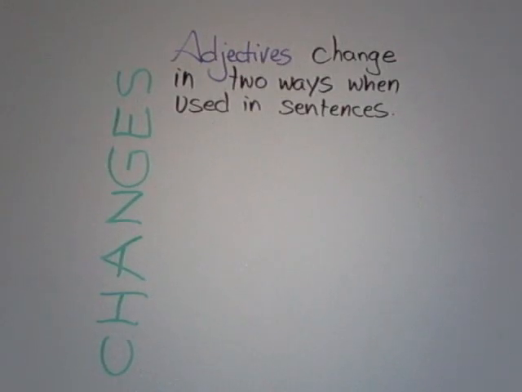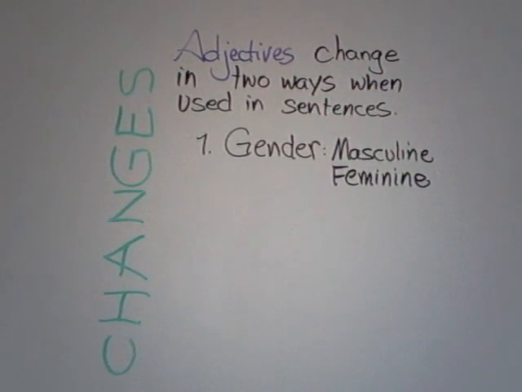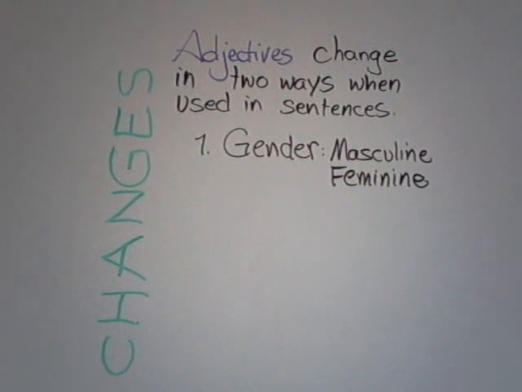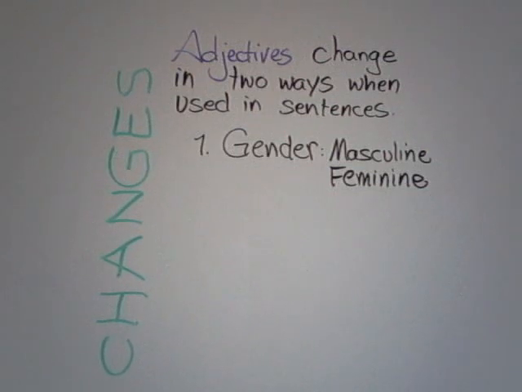But that isn't the only way that Spanish adjectives differ from adjectives in English. Adjectives change in Spanish in two ways when they're used in sentences. The first way they change is by gender, masculine and feminine. You know that all words in Spanish are either masculine or feminine words. If you're not familiar with this concept, you'll need to take a look at the short video on gender in nouns in Spanish. Let's take a look at how this affects the adjectives.